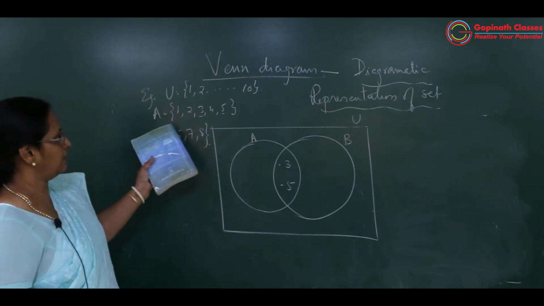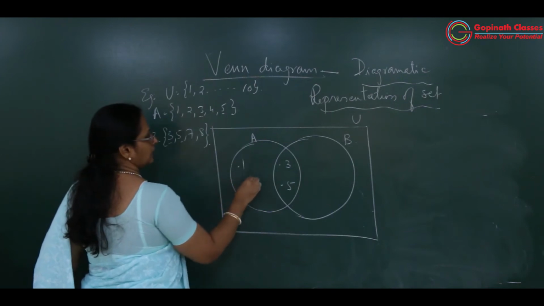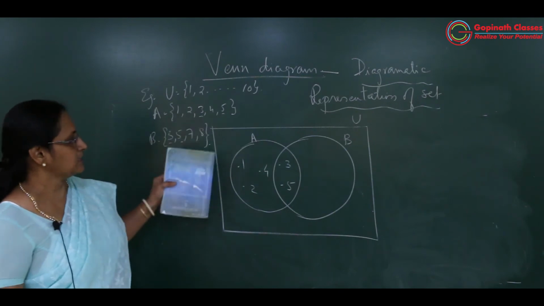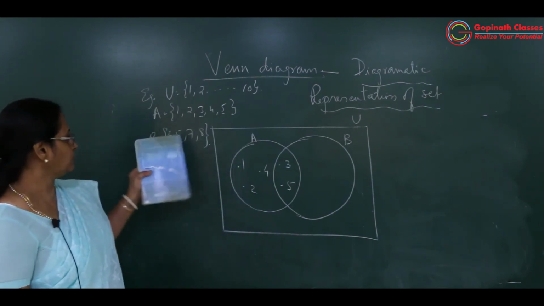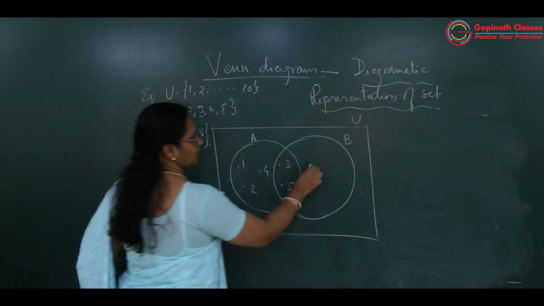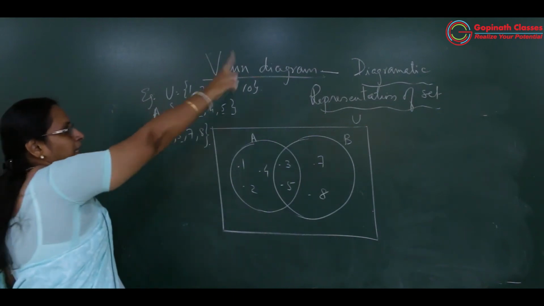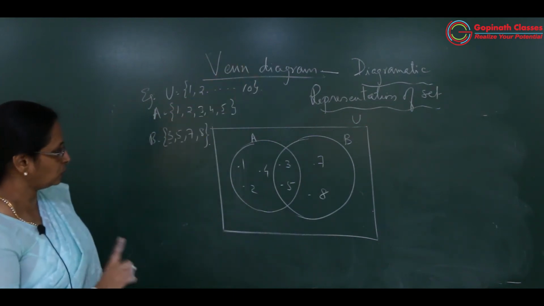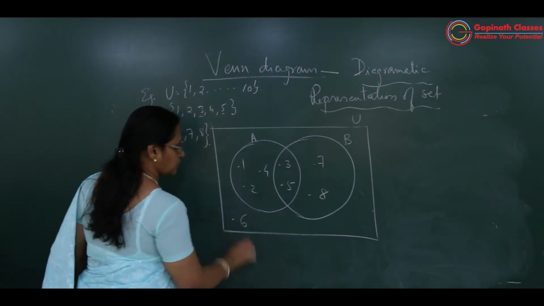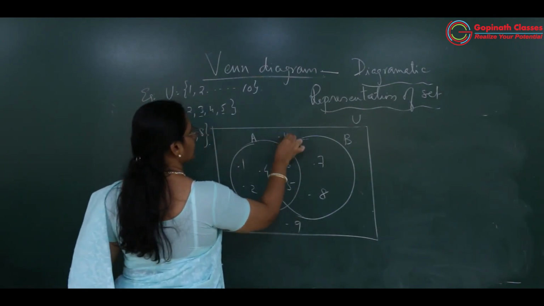Now remaining elements: 1, 2, 3, 4, 5 में 3 and 5 we represented here, 1, 2, 4. So look at A, it contains all the elements 1, 2, 3, 4, 5. Now come to B. B में 3 and 5 has come in the common place and remaining 7 and 8 will be depicted here, 7 and 8. Now look at U. U में remaining till 10 है, 6 नहीं है, it can come outside. 9 is not there, it can come somewhere here. 10 is not there, it can come here.